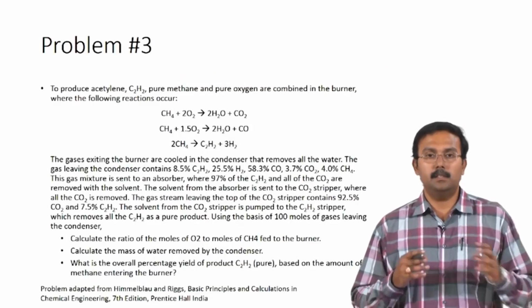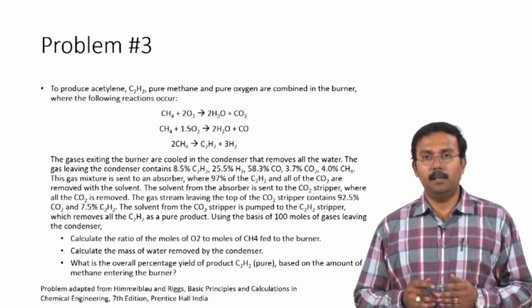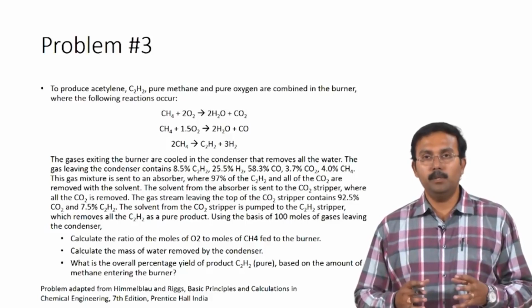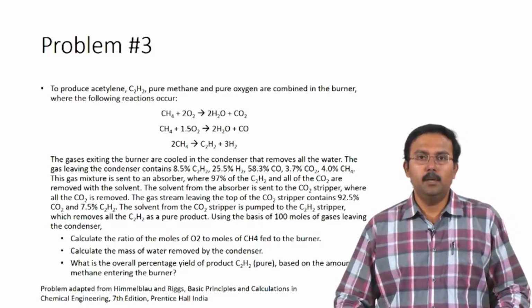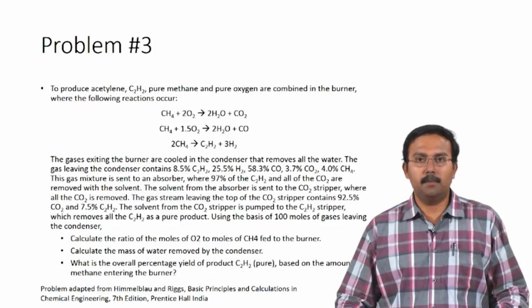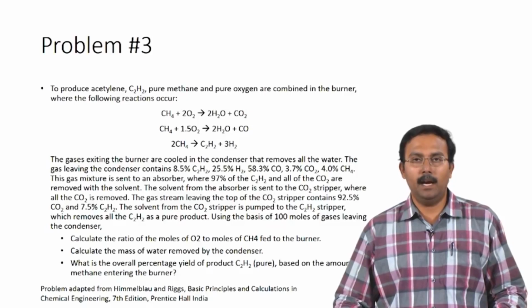So, this is the problem. Here we have multiple reactions which are happening in parallel and there are also multiple units which are present in the system. So, let us look at this problem. To produce acetylene, pure methane and pure oxygen are combined in the burner where the following reactions occur: methane reacts with 2 moles of oxygen to produce carbon dioxide and water, methane reacts with 1.5 moles of oxygen to produce 2 moles of water and 1 mole of carbon monoxide. 2 moles of methane is dehydrogenated to form acetylene and hydrogen gas.